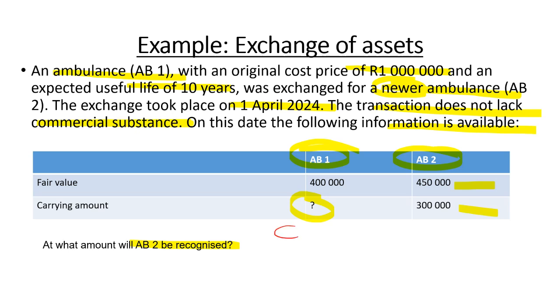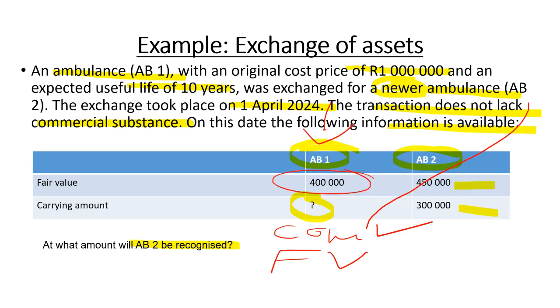Remember, the first thing we said is, do we have commercial substance? Yes, we do. Why do I say that? Because the question tells me specifically the transaction does not lack commercial substance. The second question is, is the fair value available? The preferred fair value is the fair value of the asset given up. What asset am I giving up? I am giving up ambulance number 1. Do I have the fair value of ambulance number 1? Yes, I do. So in my financial records, I will have 400,000 Rand as an addition for ambulance number 2, because this is the one we're getting.